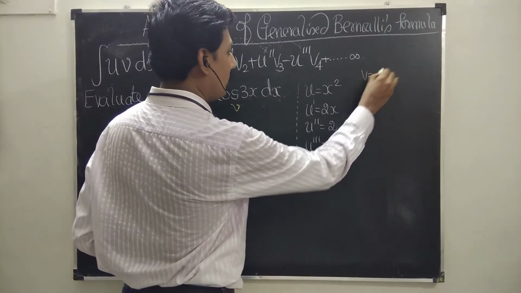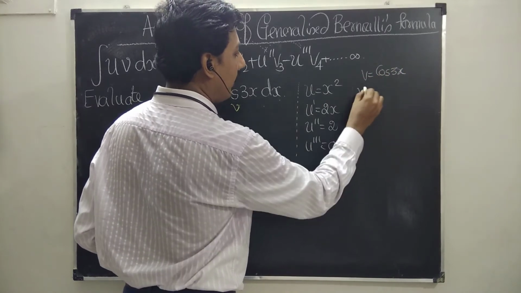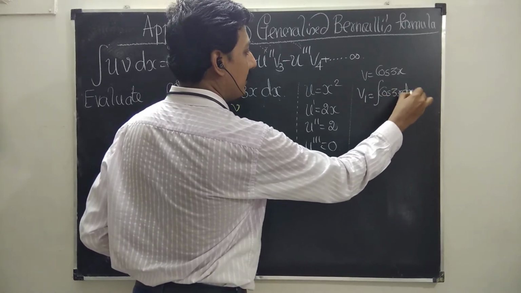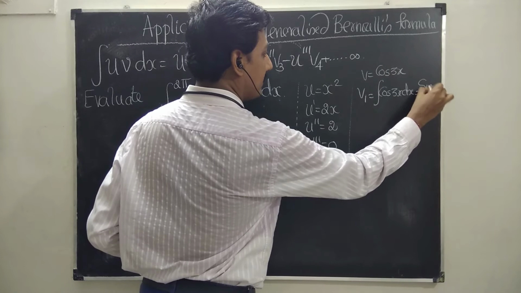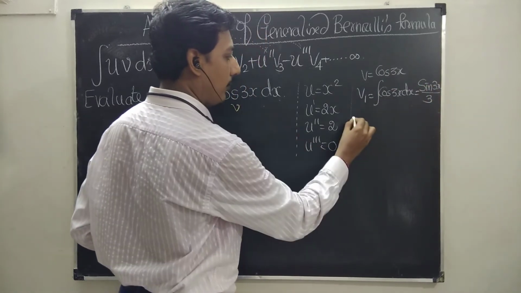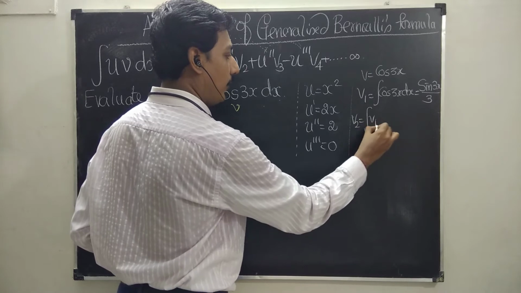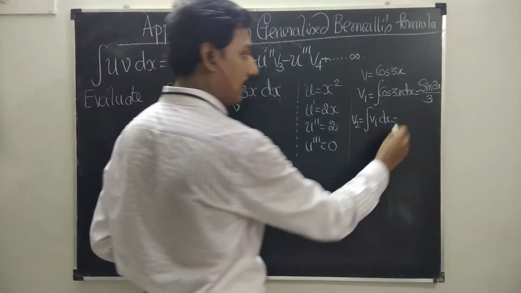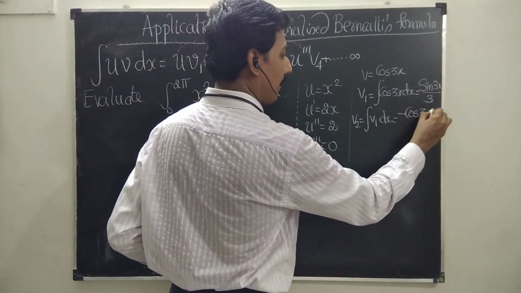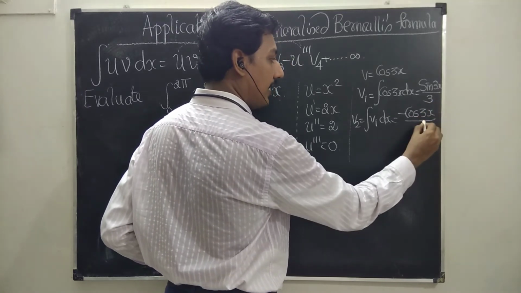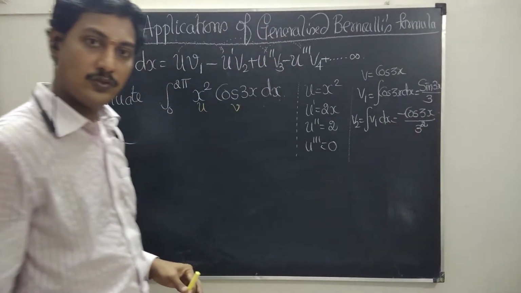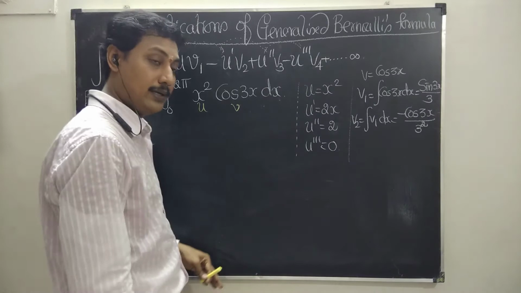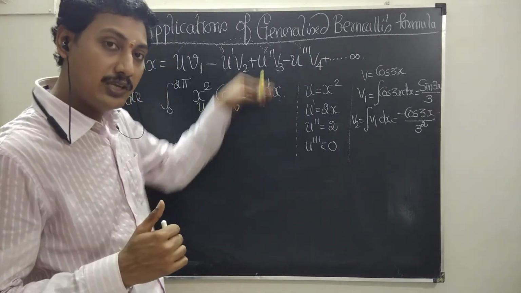Now what about v1, v2? As we know, v is equal to cos 3x. What about v1? v1 is equal to integral v dx, integral cos 3x dx, which is equal to sin 3x by 3. What about v2? v2 is integral v1 dx. Integrate this with respect to x once again: minus cos 3x by 3. Already one 3 was there, so it is 3 squared. So the second time integration we get 3 squared, the third time integration we get 3 power 3 in the denominator. Continue like that, because integration is an increasing function and differentiation is a diminishing function.